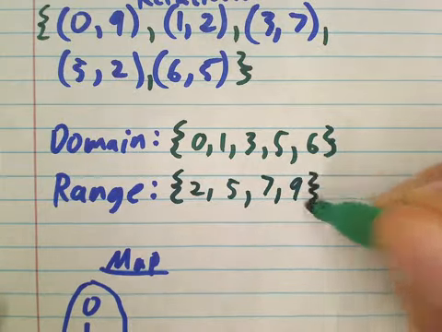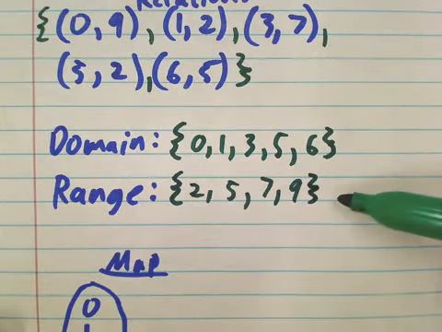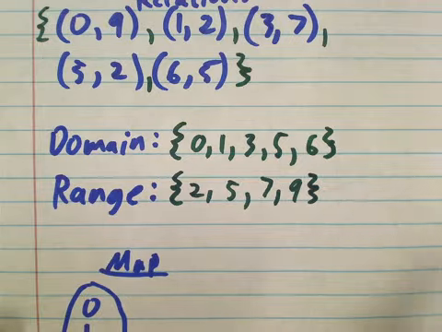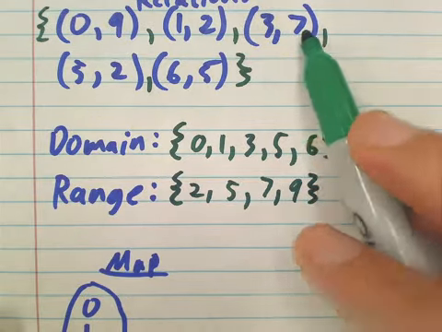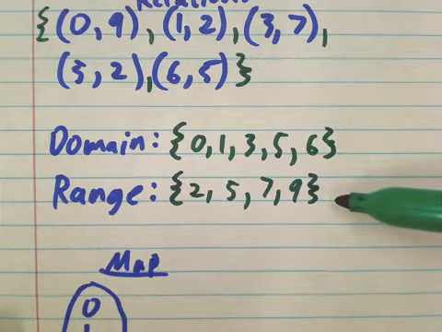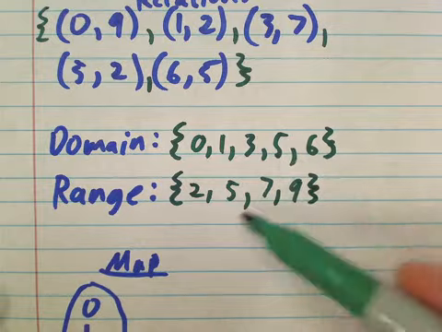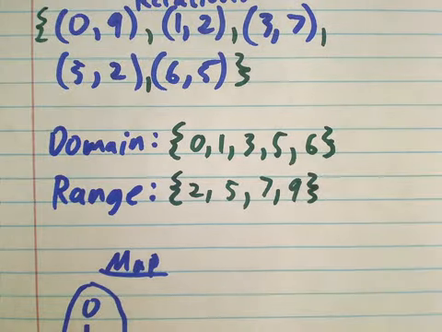And so the domain, these are the possible numbers I could put into my function. And the range, these are the possible numbers I could get out of my function. So you put a 3 in, you get a 7 out. 3 goes in the in list, 7 goes in the out list. And the same number could be on both lists. You can see I have a 5 on both lists. That's okay. So that's the domain and range. Domain are the x's, range are the possible y's.